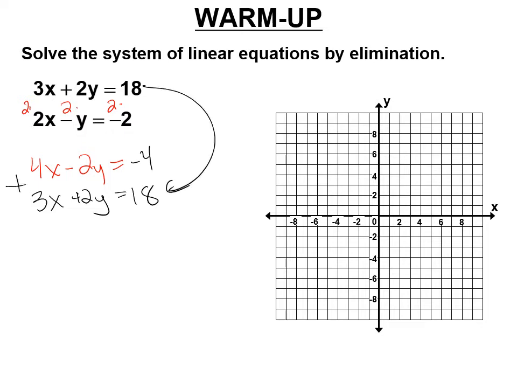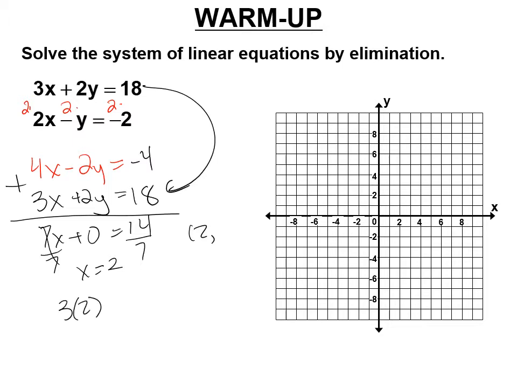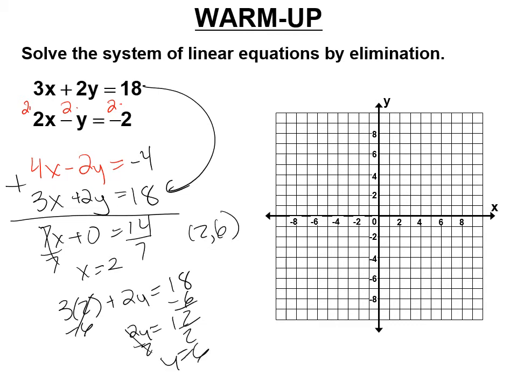Then I can add them together and I get 7x plus 0, negative 4 plus 18, 14. Divide both sides by 7. X equals 2. That's the x coordinate of where those intersect. I'm going to put that in the top one. 3 times 2 plus 2y equals 18. Subtract 6 from both sides. 2y equals 12. Divide by 2. Y equals 6. And these two lines cross at (2, 6) right there.